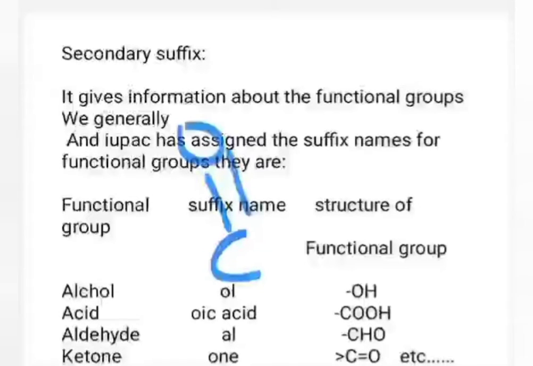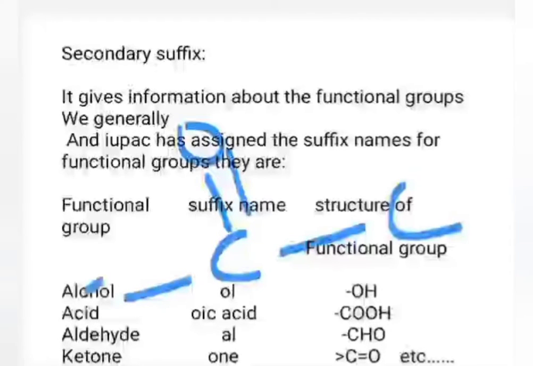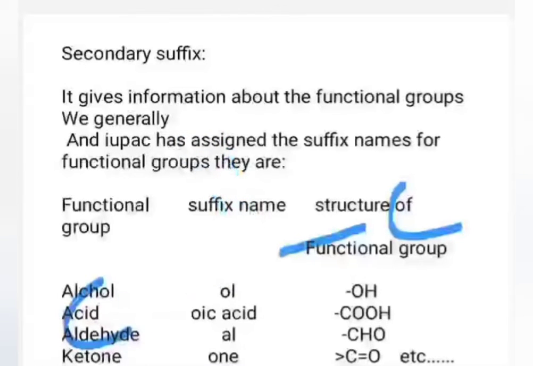See friends, here the ketone already has one carbon in it, and it will make bonds with two other carbon atoms. So friends, here we use the suffix ol for alcohol, oic acid for acid, al for aldehyde and one for ketone.